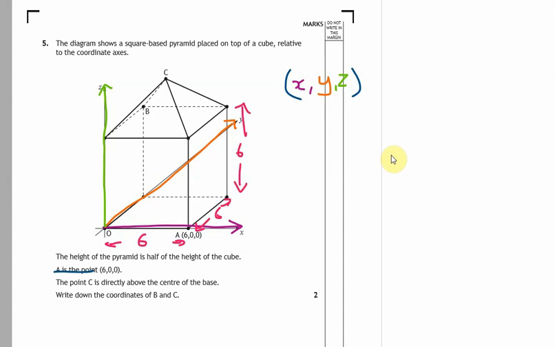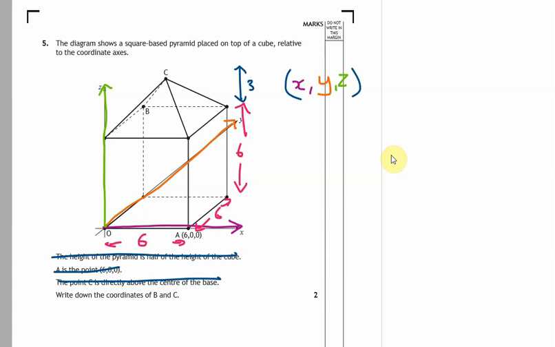So I now no longer really need to think about this information, apart from the height of the pyramid is half the height of the cube. So if the cube is 6, then the pyramid is 3. Okay. Point C is directly above the centre, right in the middle. Yeah, okay, I can kind of see that from the drawing.